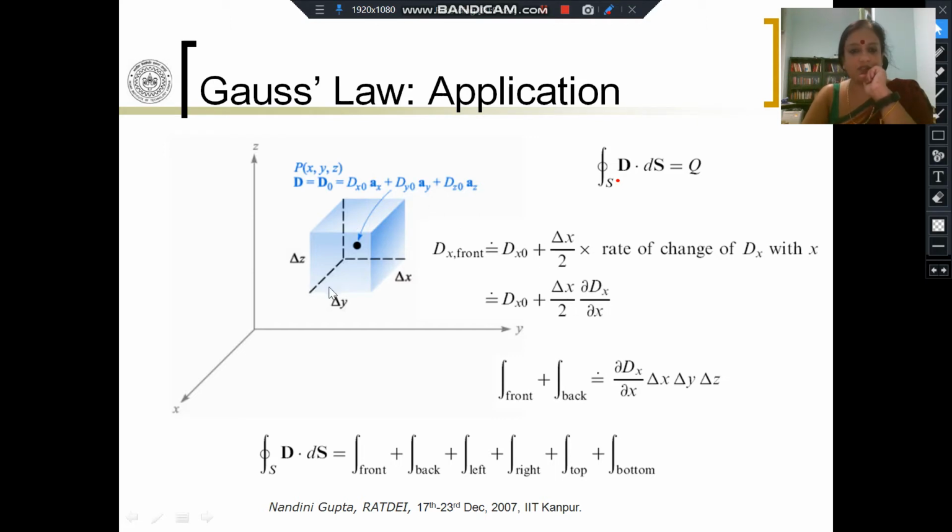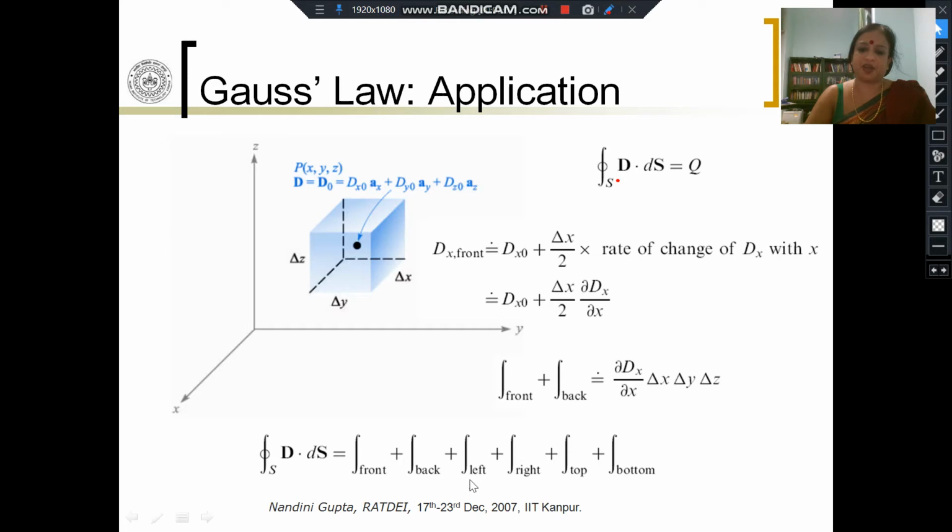Similarly, if I now want to find the flux density on the opposite face, which is the back face, this will be again Dx naught minus delta x by 2 times del Dx del x, because it's in the negative direction. Now, if this Dx front is the flux density on the front face, what is the total flux on the front face? This is Dx front into delta y into delta z, which is the area of the front face. Therefore, the total of the flux cutting the front and the back face would be del Dx del x into delta x delta y delta z.